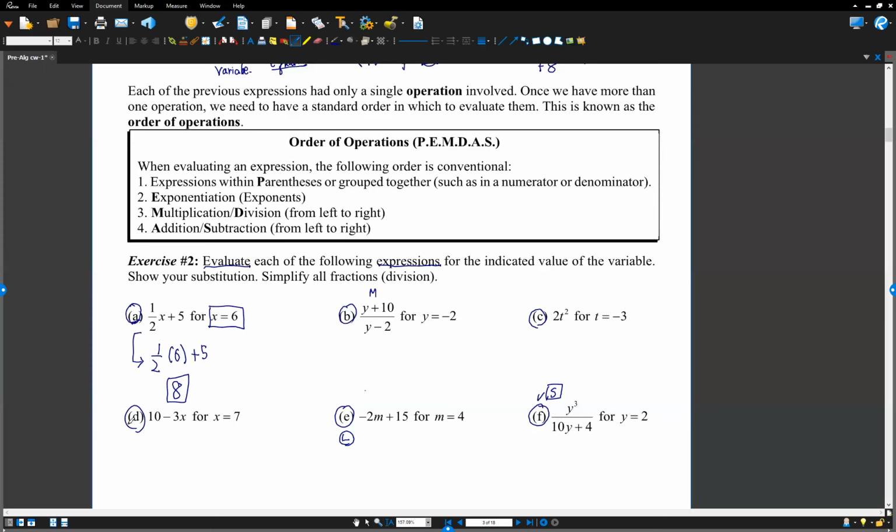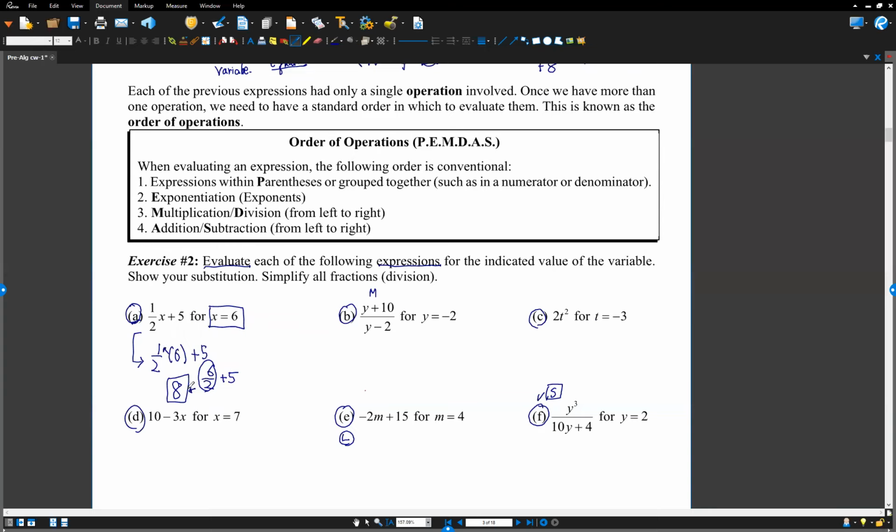I'm just kind of confused how we got number A. Number A is 1/2 times x, so 6 times 1 is 6 over 2, plus 5, isn't it? What is the value of this one? 6 over 2. 6 divided by 2 is 3, right? And 3 plus 5 equals 8. Yeah, you got the answer already. Okay, no problem at all.